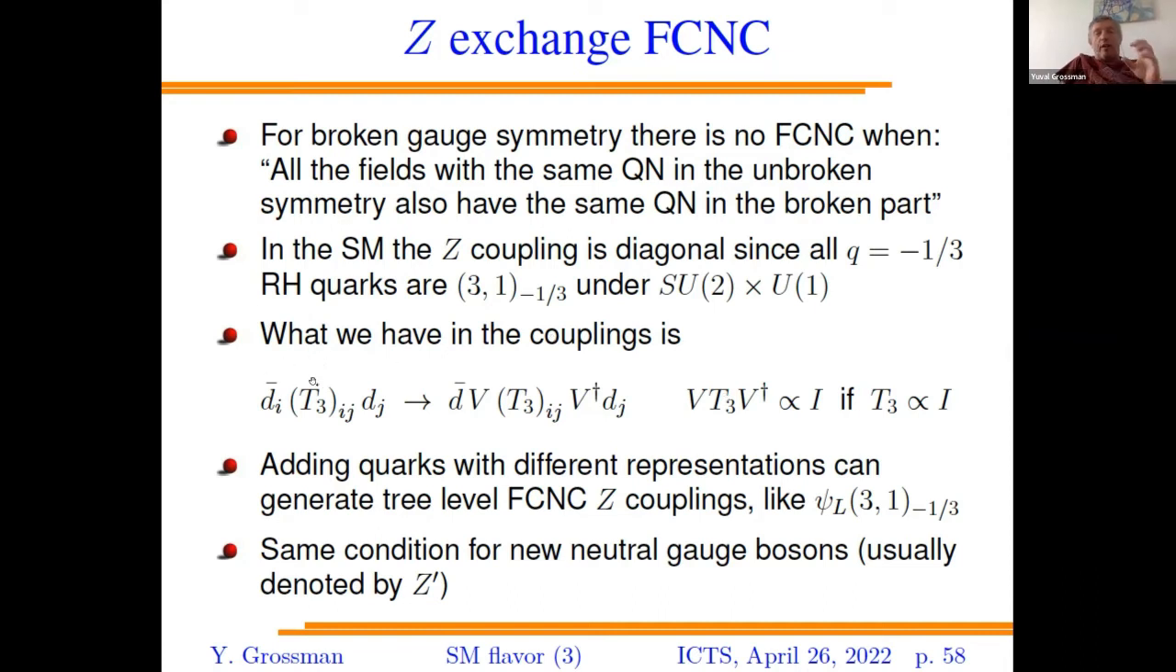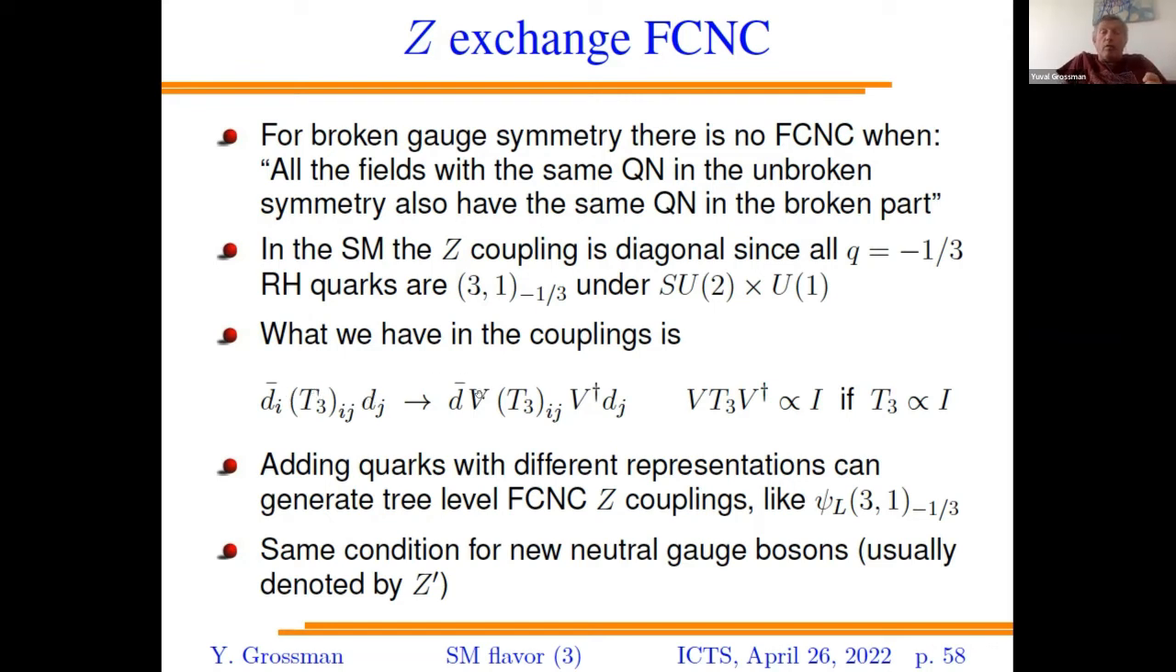The T3 part of the Z coupling goes something like this: Di, T3, and Dj. There are a lot of other factors, but I don't write them. They are irrelevant for flavor physics, okay? And this is what we write in general. Now, what happened? This T3 is diagonal because for each of the Ds, it is the T3 of the Ds.